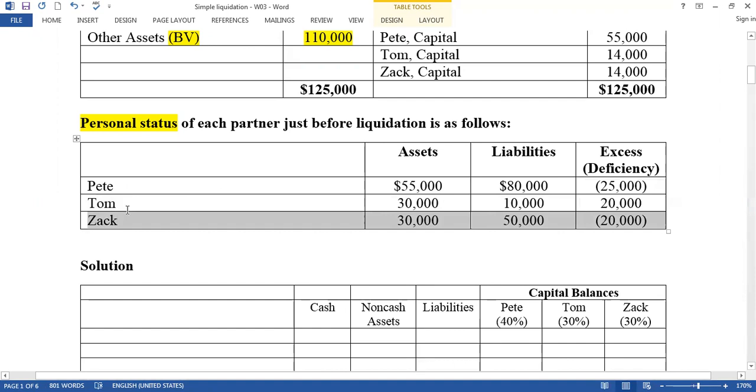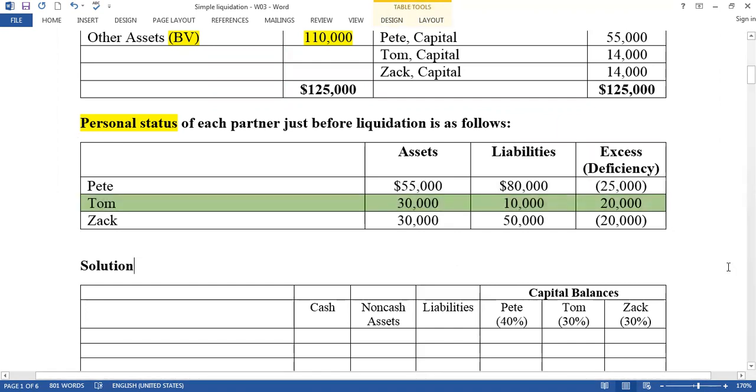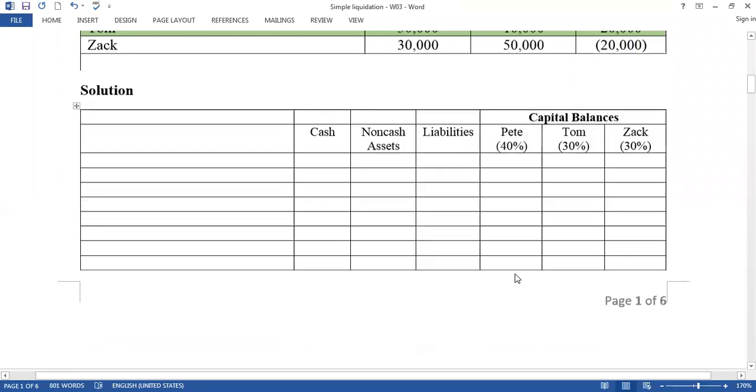But look at Jack. If we compare Tom and Jack, Jack is completely insolvent, right? Because he doesn't have the ability to bring personal cash if he has a capital deficiency. What happens to P, we'll see later on. But according to this situation, Tom is in a better situation. Tom has the ability to survive because his personal assets are higher and personal liabilities are lower. We will see later why we need this information.